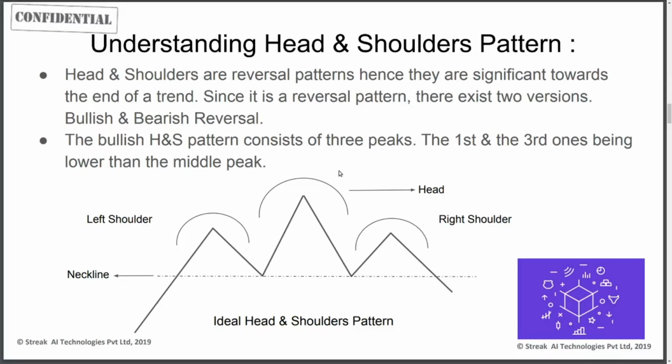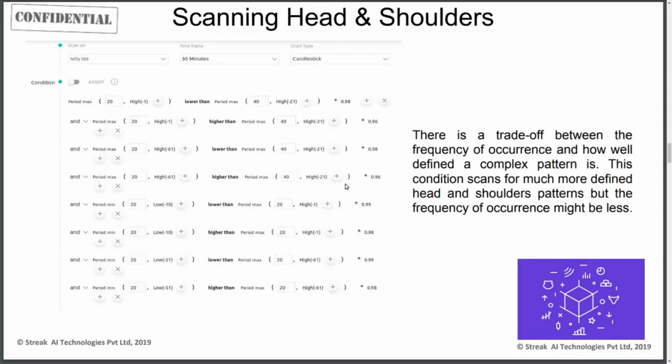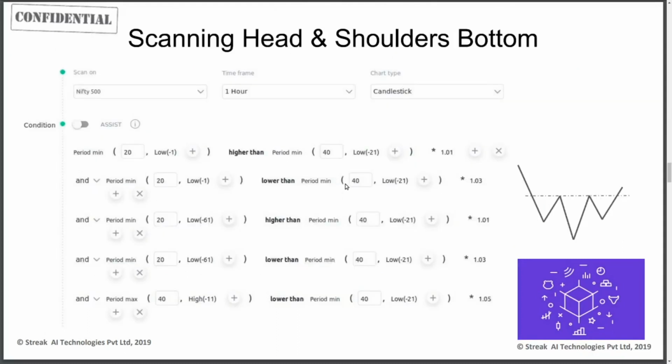so now let's move on to, so that was head and shoulders top, which indicates a bearish trend, whereas this is head and shoulders bottom, which indicates a bullish trend. Again, this is a much more lenient version of it. Same way like how we created a much stricter version, you can create this as well.